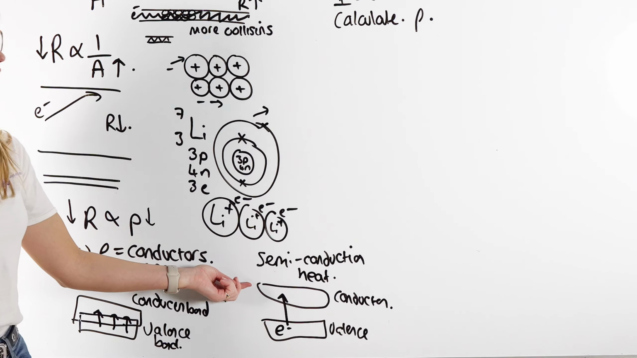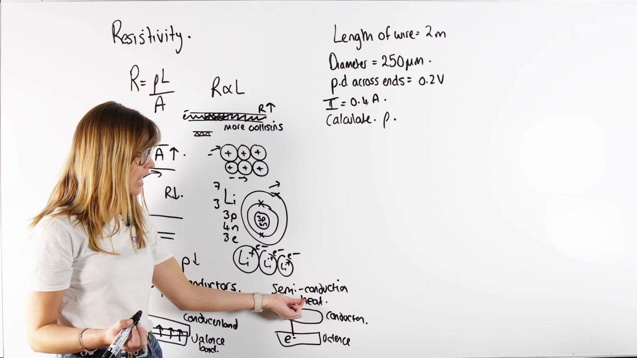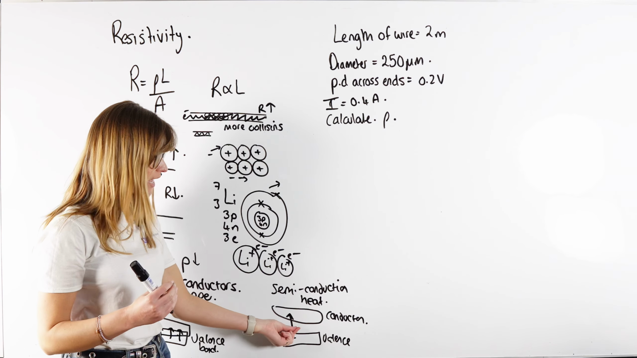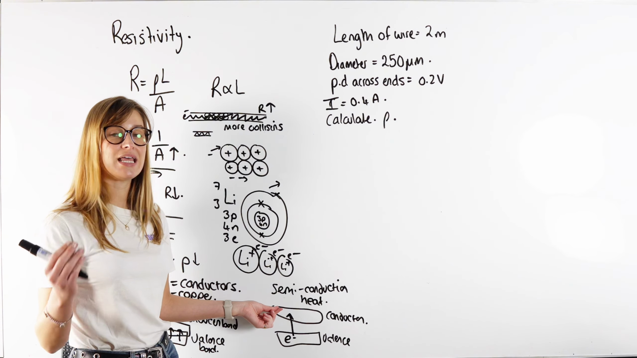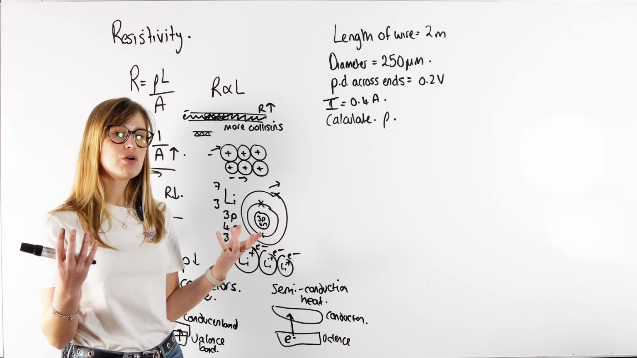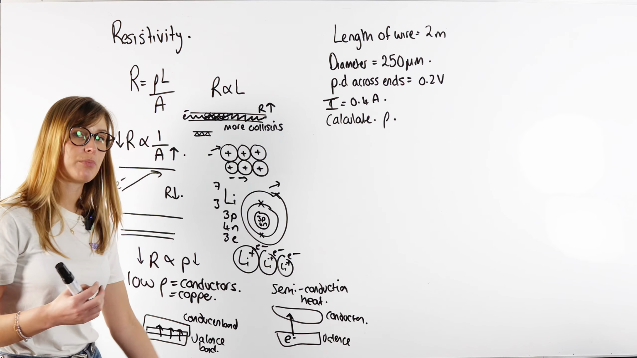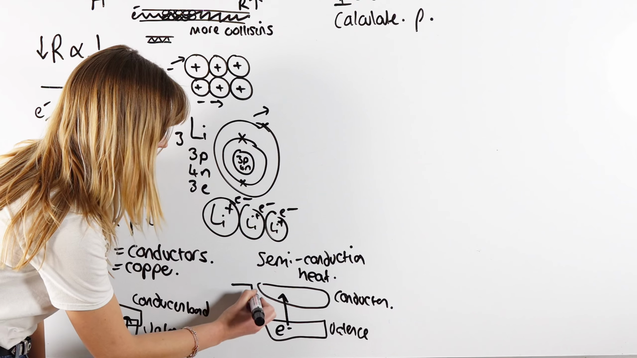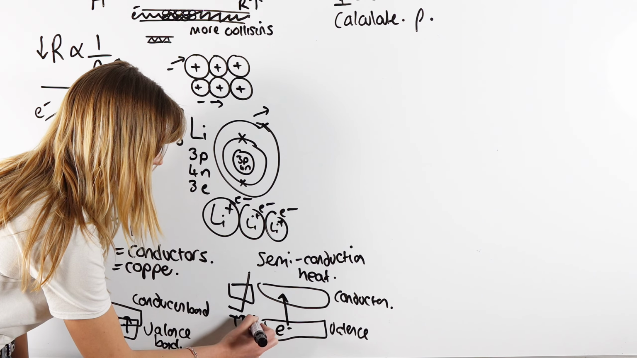So if I heat something up and it becomes more conductive, I'm supplying energy for those electrons to move from the valence band into the conduction band. What component do you know about that when you heat up, it becomes more conductive? That's when you're thinking about your thermistors. Remember, a thermistor works when the temperature is high, the resistance is lower.